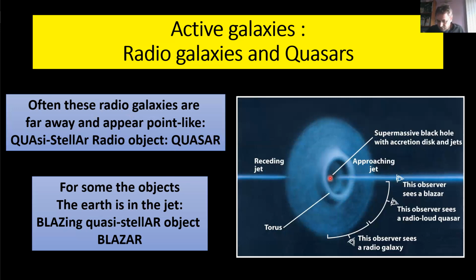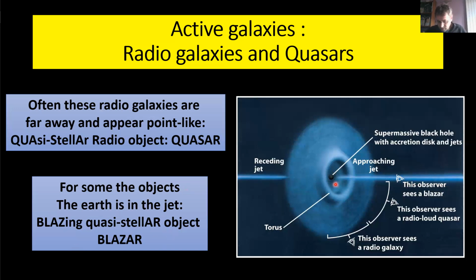Sometimes we have seen nowadays this jet going out perpendicular, and we could nicely look at it from the side. But sometimes we are directly, or at least very close, to this observation, or our axis of observation almost coincides or even coincides with the jet. Well, then we would call this object a BLAZAR, blazing quasi-stellar object.